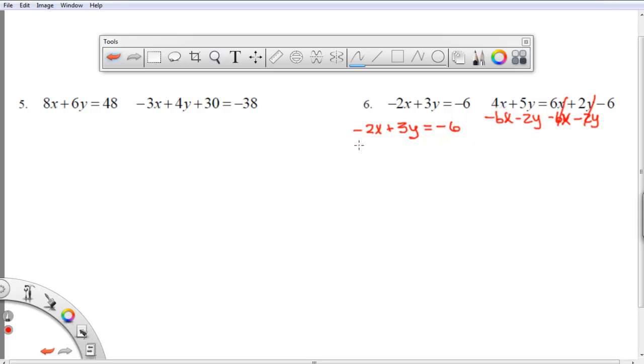4x minus 6x will give me a negative 2x. And then I have 5y minus 2y is 3y. And then I have a negative 6. Now when you look at this equation, what you'll notice is that we have identical equations.